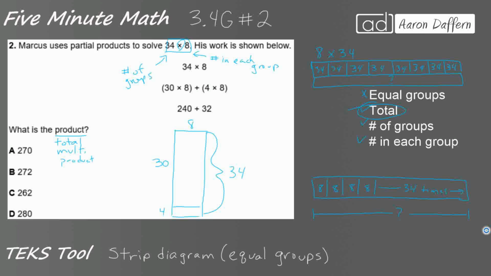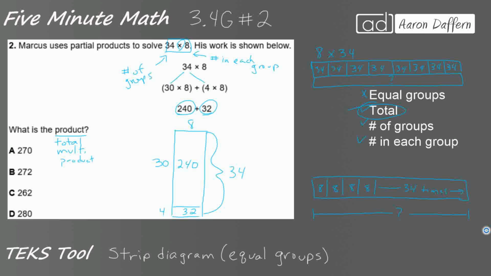So I'm going to multiply 8 times 30, which is like 8 times 3. 8 times 3 is 24. But this is 8 times 3 tens, because 30 is 3 tens. So 8 times 3 tens is 24 tens, or 240. And then I've got 8 times 4, and that's just 32. And you notice 240 and 32, that's what Marcus got. So what Marcus did is he took his 34 and broke it up into a 30 and a 4.